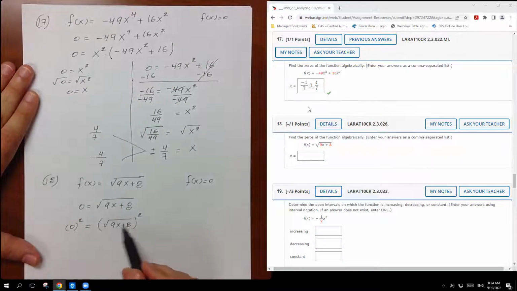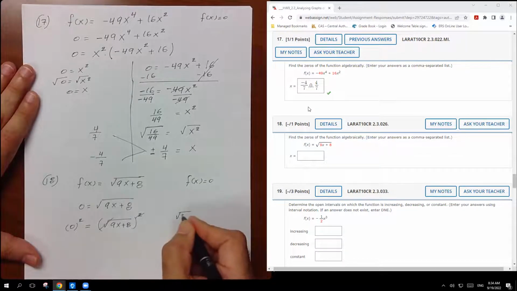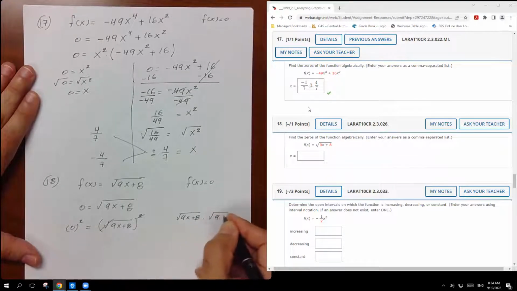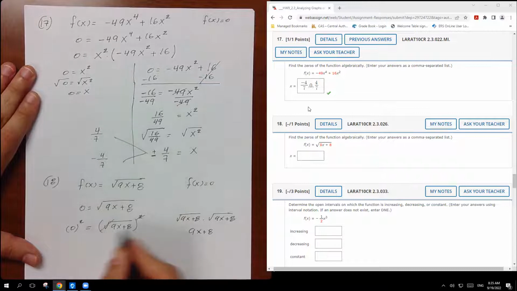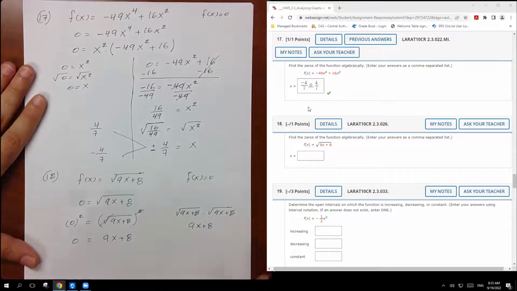So the square root squared, that means this one cancels with this one, because you're going to multiply the root by itself. That means you're going to say square root of 9x plus 8 times square root of 9x plus 8. If you multiply the square root by itself, it's going to be just the number under the root, which is this one. So on this side is going to be 9x plus 8 equal 0 squared, which is 0.